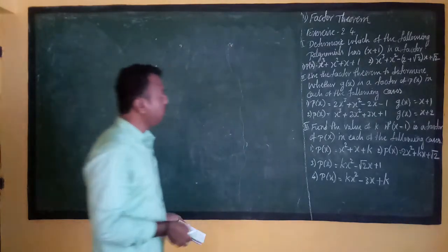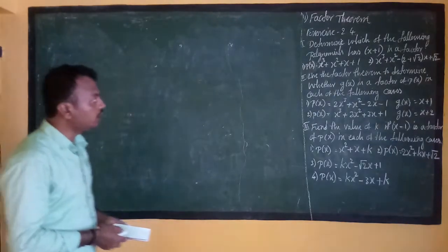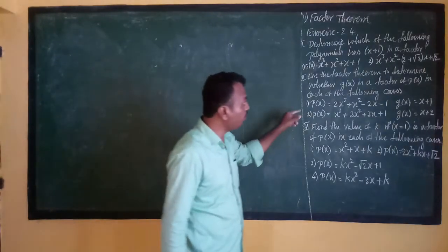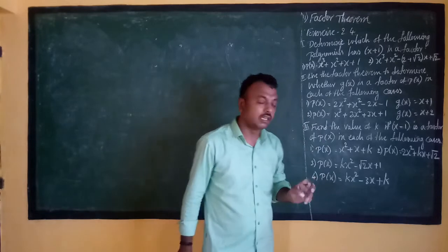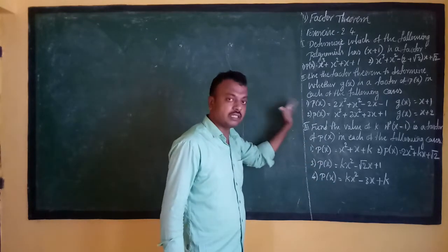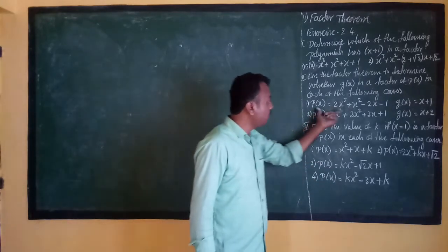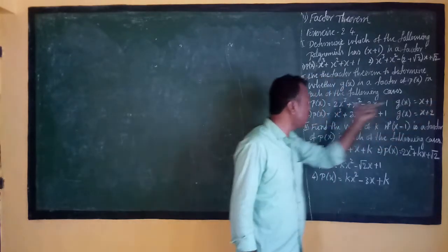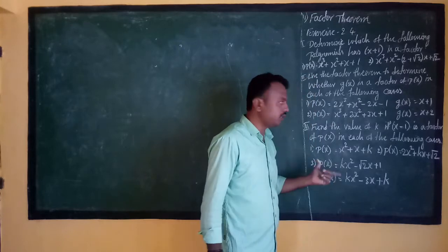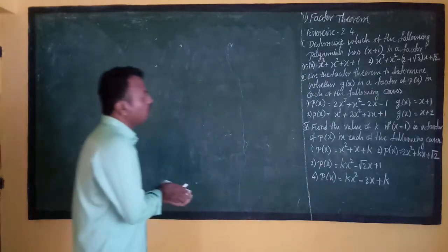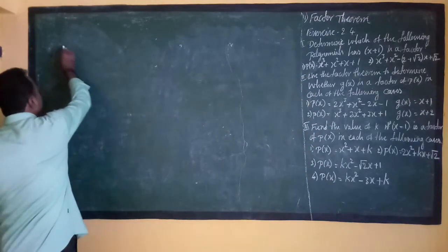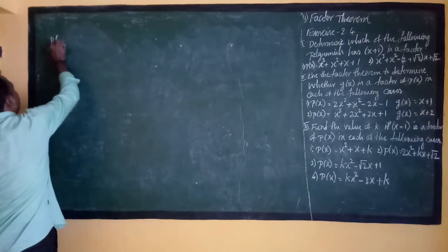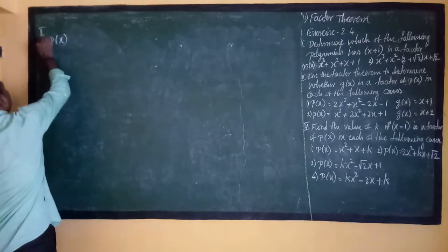For the second question, use the factor theorem to determine whether g of x is a factor of p of x in each of the following cases. Same as the first one, it is in the second one. So they are given p of x and g of x. So this g of x is a factor of p of x. Same procedure. So I will show it. First one I will show it.